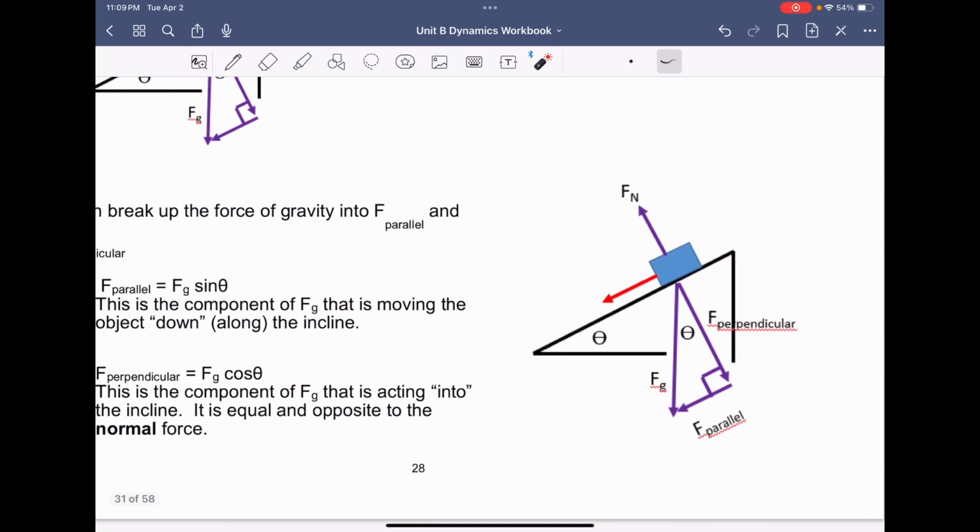First and foremost, if I look at the diagram here, before I highlight some things on the left, we have an Fn, or a normal force, a contact force that is 90 degrees to the surface. Very critical. Now, here's where we introduce some terminology, F perpendicular and F parallel. What these essentially are is the components of Fg that are the y component and the x component.